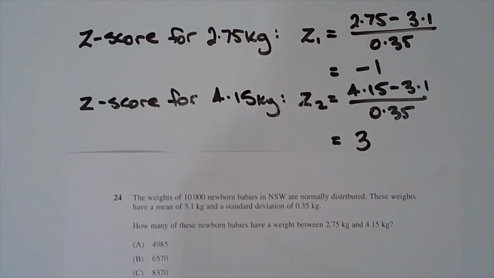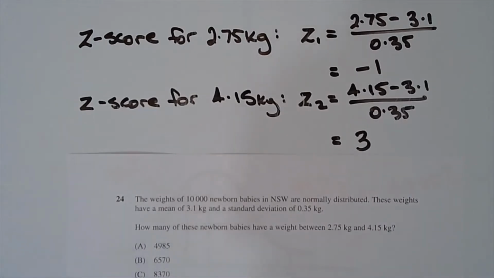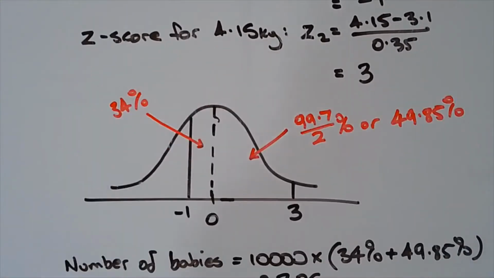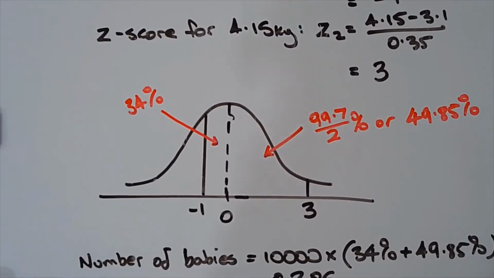And likewise, the Z-score for 4.15 kilograms is calculated in a similar way. I'll call it Z2, which is equal to 4.15 minus 3.1 divided by 0.35, and we get a Z-score of 3. So if we visualize that on the normal distribution, there's a Z-score of negative 1 and a Z-score of positive 3, and the percentage under the normal distribution between these two Z-scores can be worked out this way.